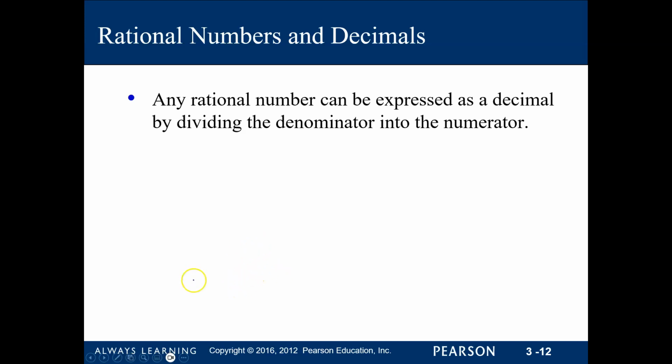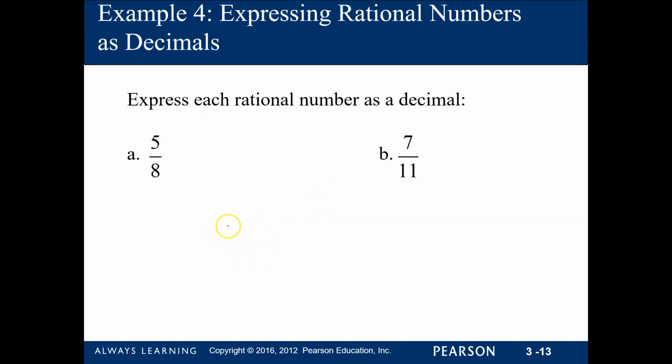Now, one thing about rational numbers is that they are not just in the form of fractions. They could also be in the form of decimals. So any rational number can also be expressed as a decimal simply by dividing the denominator into the numerator. So if you continue the long division and you put a decimal point at the end, then you can work them out, okay? So for example, we have this fraction, 5 over 8, okay?